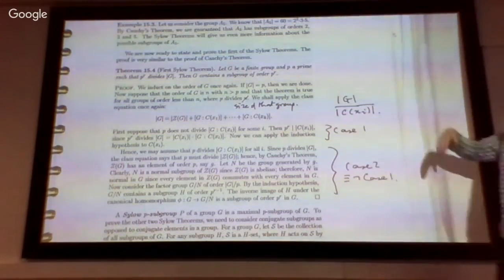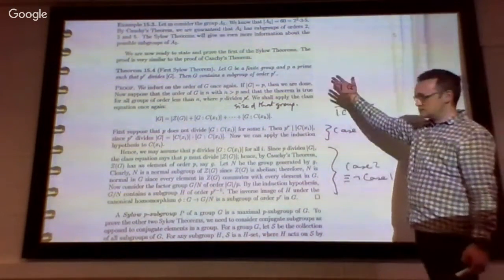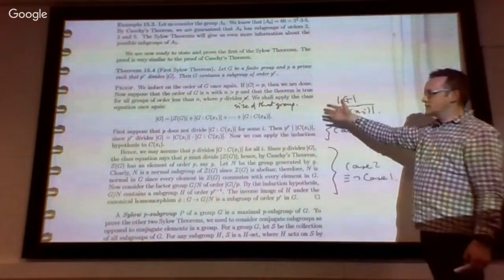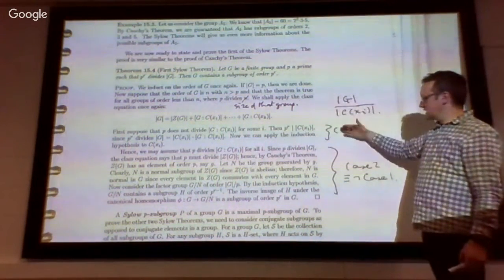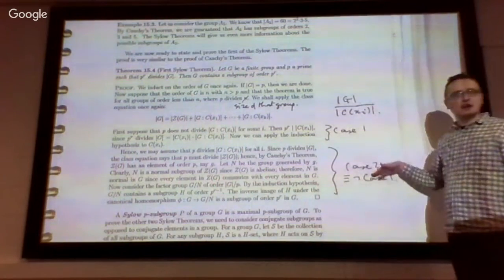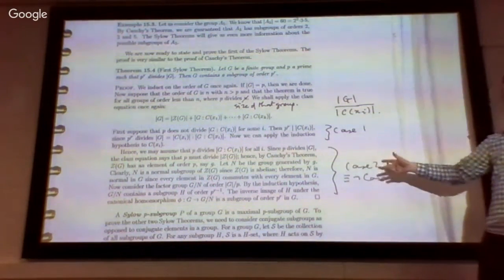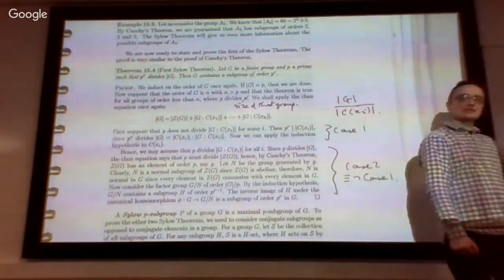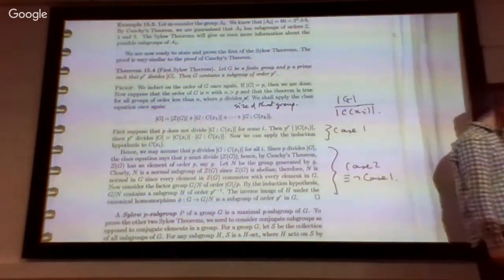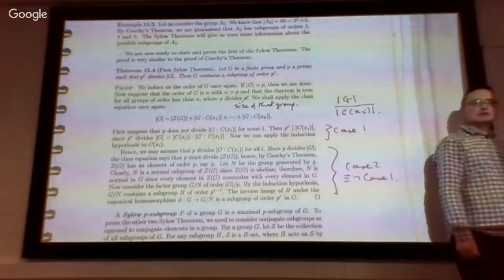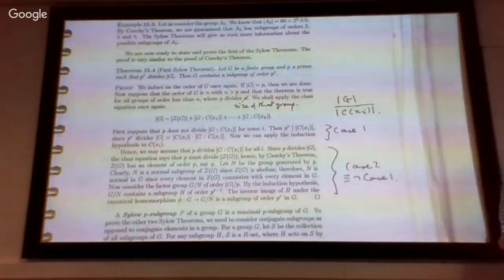Just to recap, it's an induction proof: base case, trivial; assume it for all groups of smaller size; and then an exhaustive case one and not case one. So case two is the kind of tougher argument. It required passing to the factor groups. And it shows the power of the factor group idea in enabling us to prove these things.